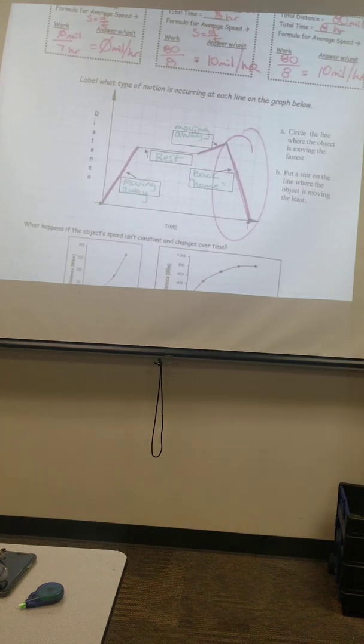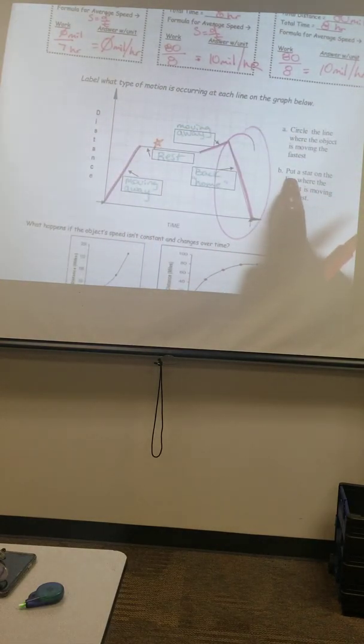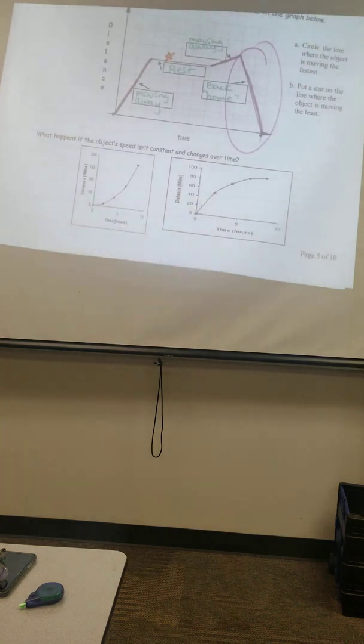I agree 100%. So I have students that get this incorrect because it says put a star on the line where the object is moving the least. 0 is as least as you can go. 0. Okay? Let's keep going.